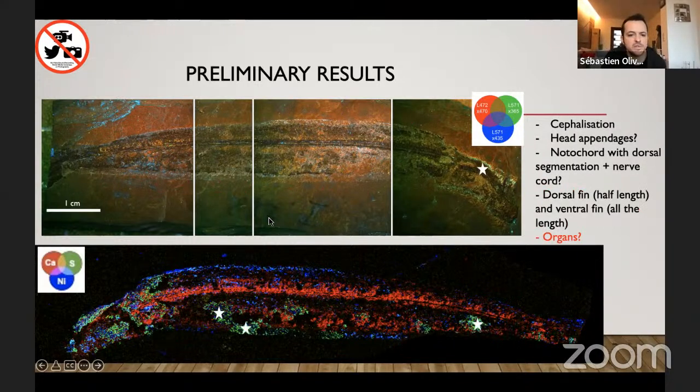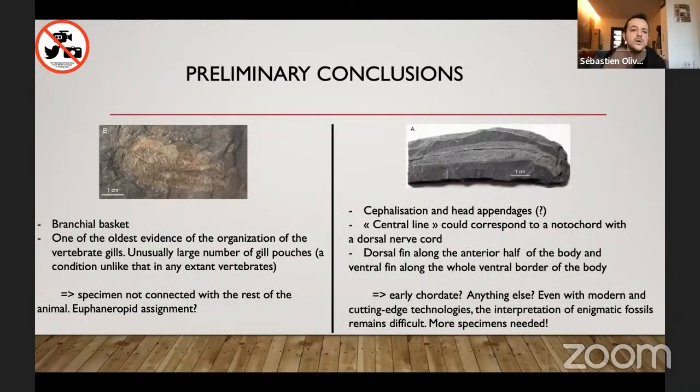We still have some patches that we do not understand, marked with white stars. Maybe this one corresponds to the brain. We still have to understand what we observe. So, preliminary conclusion for the branchial basket. Here is a summary of what I said, but this specimen is not connected with the rest of an animal, so the phaneropid assignment should be verified. For this, histological cross-sections in the rod-like structures could help to attest the presence or not of calcified cartilage as in Phanerops, as shown by Philippe Janvier.